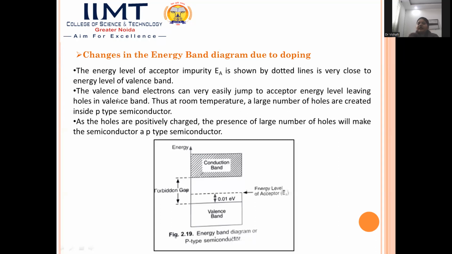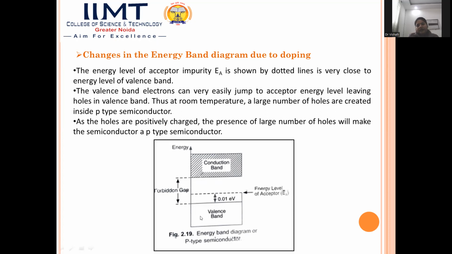Now the valence band electrons can very easily jump to this acceptor energy level, as the energy required is very less. So electrons at room temperature can easily overcome that gap and jump to the acceptor energy level. Whenever an electron jumps from the valence band to the acceptor energy level, it leaves behind a hole. Thus at room temperature, we will have a large number of holes created inside a p-type semiconductor, and as holes are positively charged, the presence of a large number of holes makes the semiconductor a p-type semiconductor.